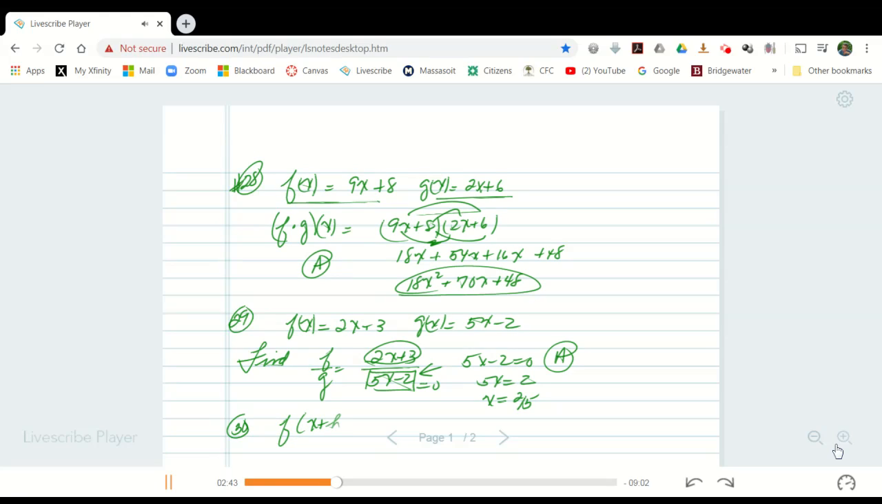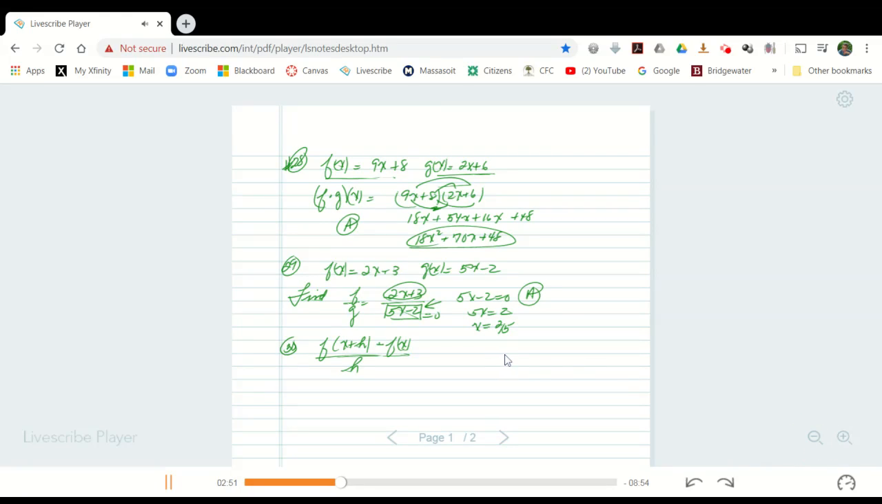Number 30. We've got the difference quotient. And there it is. And the function he's looking at is f of x equal to x squared plus 3x minus 1. So first thing I need to do is find f of x plus h. So wherever I see x, I'm going to substitute in x plus h. So (x plus h) quantity squared plus 3 times (x plus h) minus 1, minus f of x.